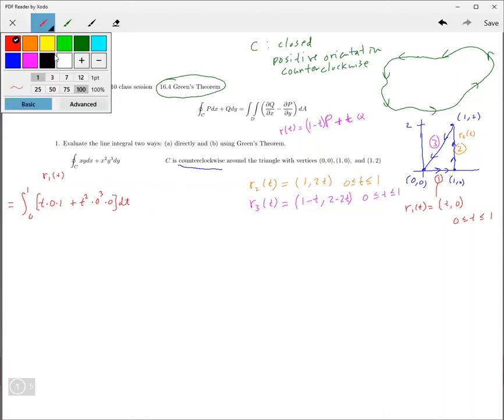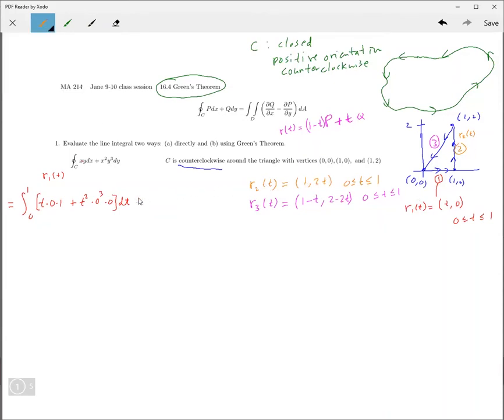The second integral, which is this one right here, is r2 of t.